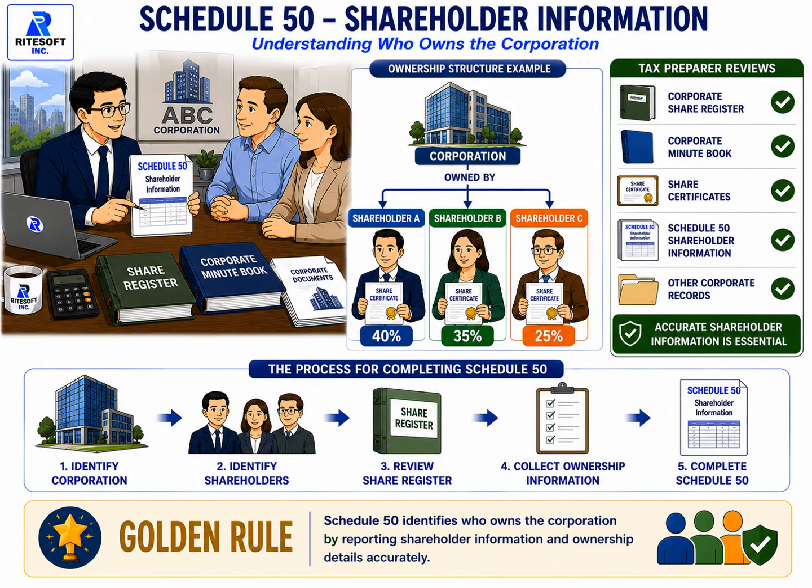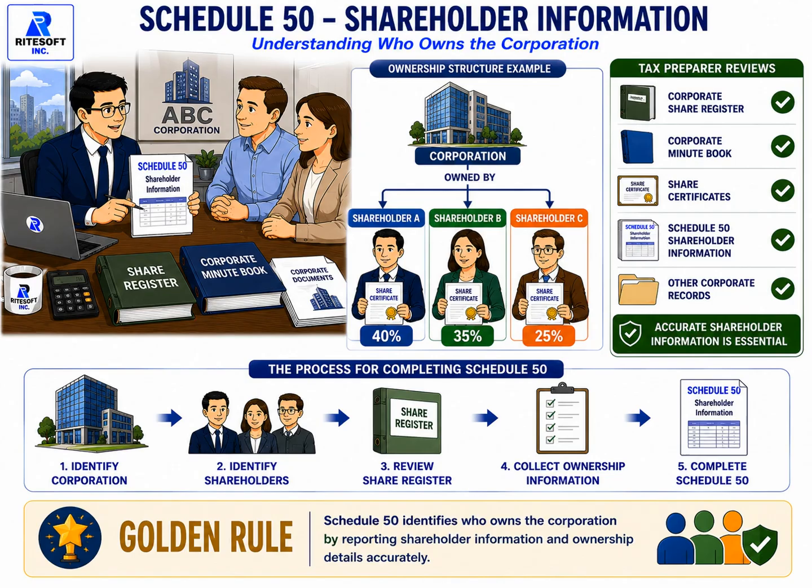Another important document is the corporate minute book. The minute book contains many of the corporation's legal records, including information about share issuances and changes in ownership. Tax preparers may also review share certificates and other corporate documents to verify that the shareholder information is current and complete. Once these records have been reviewed, the information is transferred to Schedule 50.